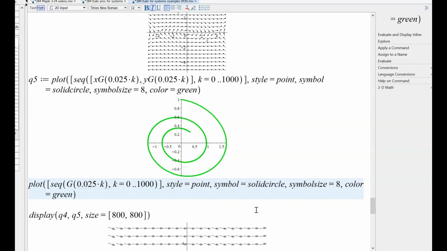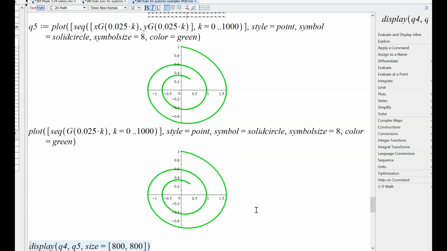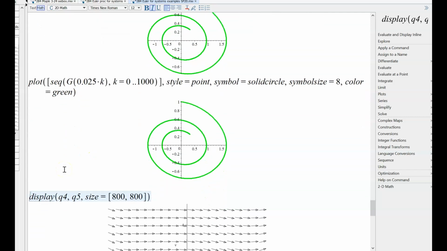It's taking a little bit of time for that to evaluate because we're talking about doing 1,000 steps. So we're sending 1,000 steps, whether we do it with the functions we've defined to be xg and yg for the first and second components, or the original approximation capital G. It takes a little bit of work for Maple to do that.